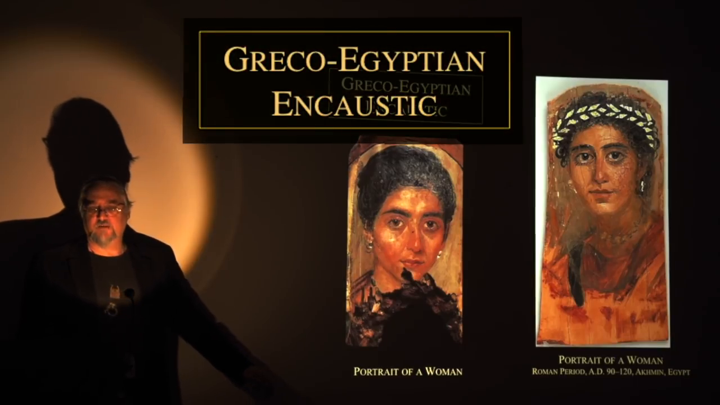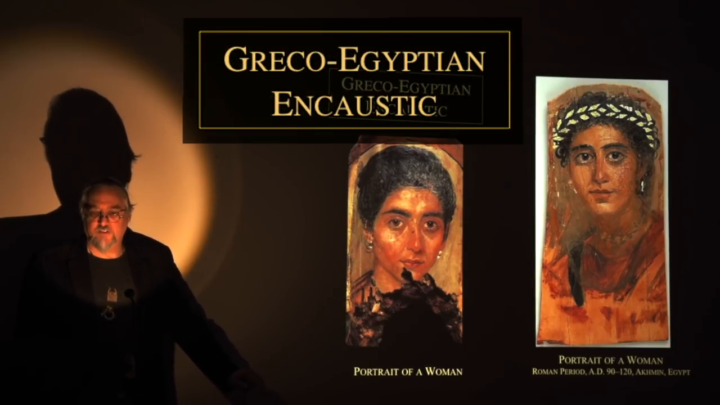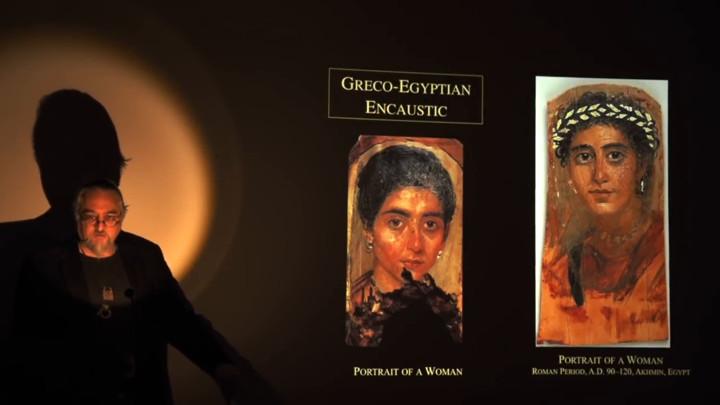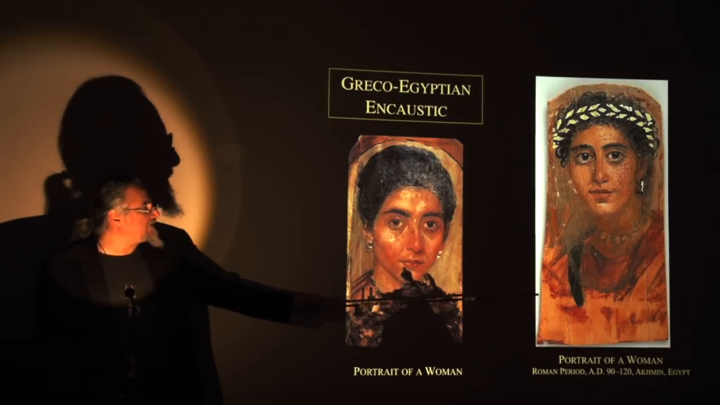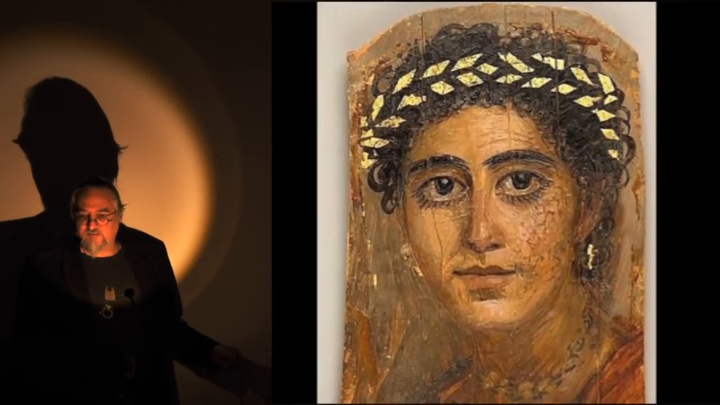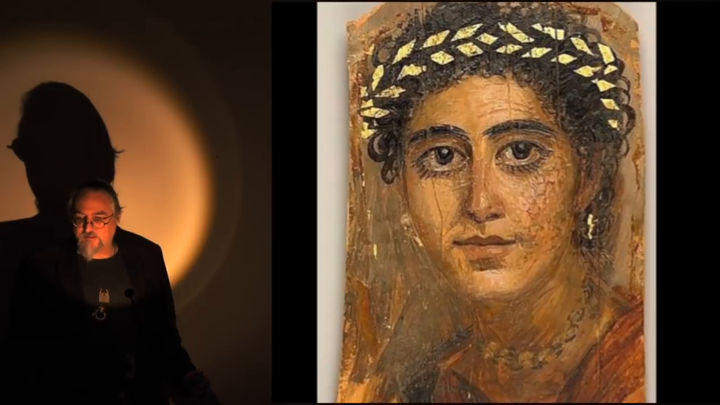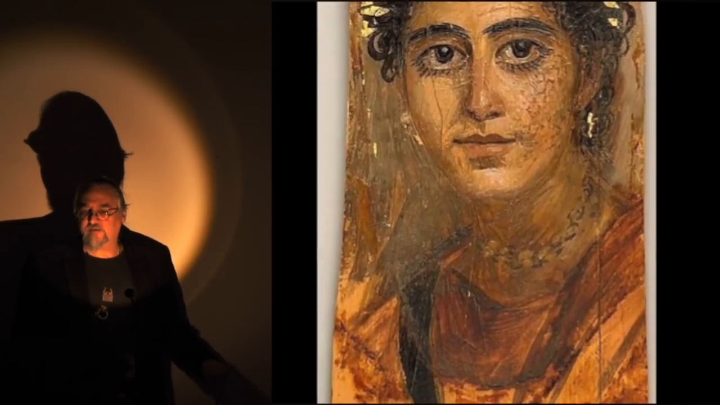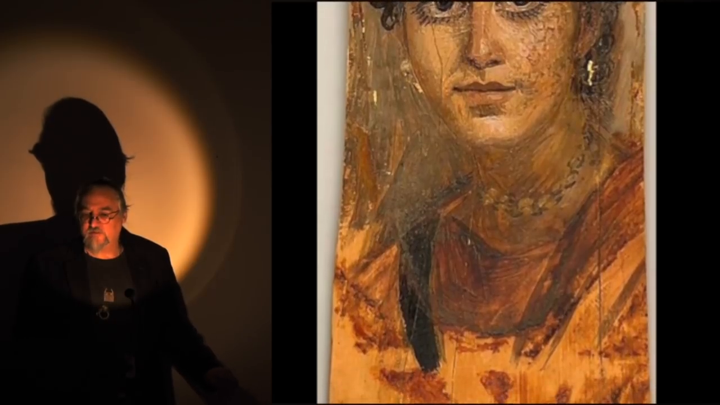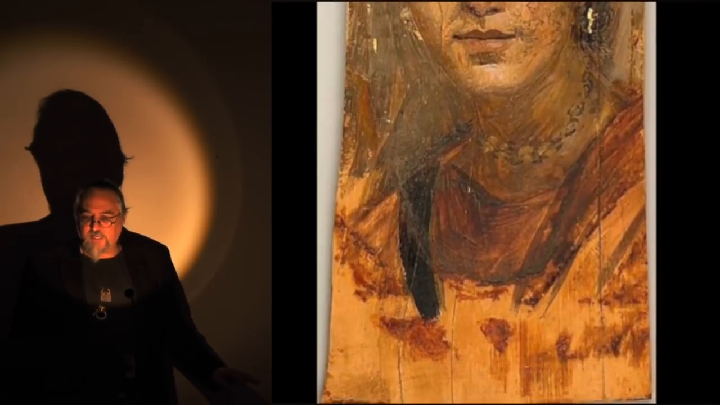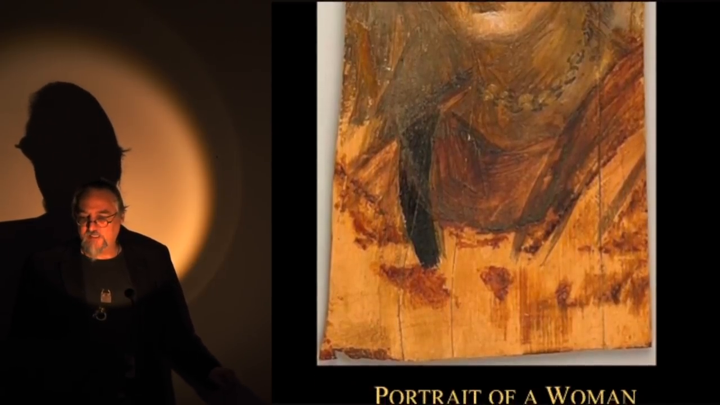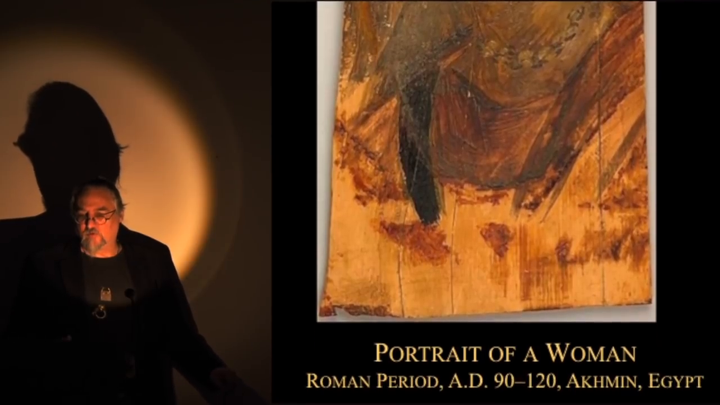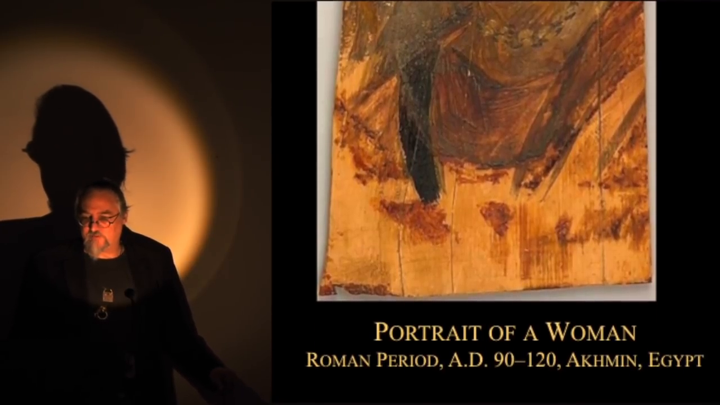So let's begin with encaustic from the Greco-Egyptian period. And here you can even see on the far right how this appears somewhat unfinished, or at least the brush strokes are remaining. How did the artist create this portrait of a woman from the years around 90 to 120 in the Roman domination of Egypt?